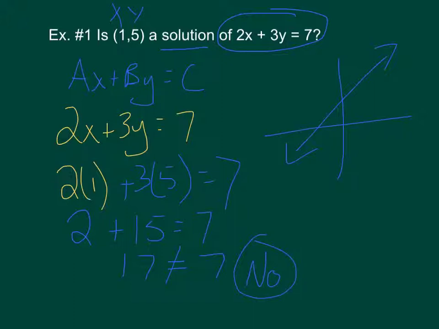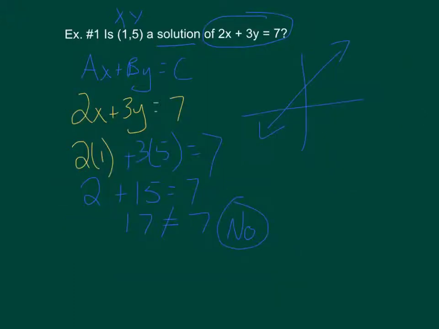The ordered pair (1, 5) is not a solution to that equation, and (1, 5) is not a point on the line. You with me? Rewind the video if you're not sure. Alright, I know it might take a few of you to get back into the groove.